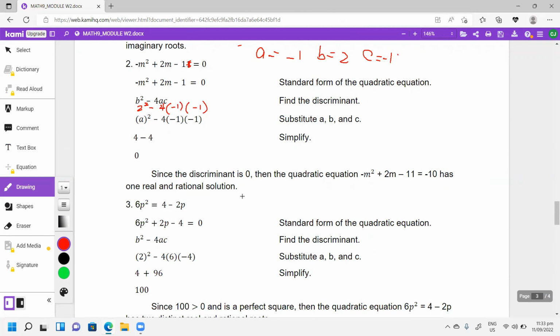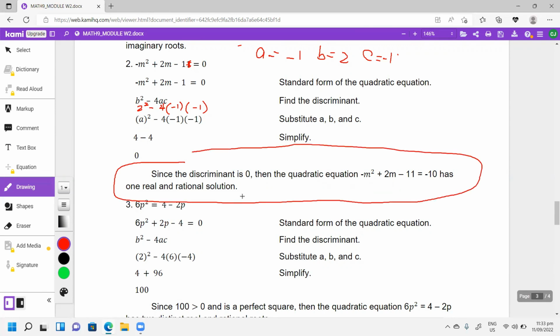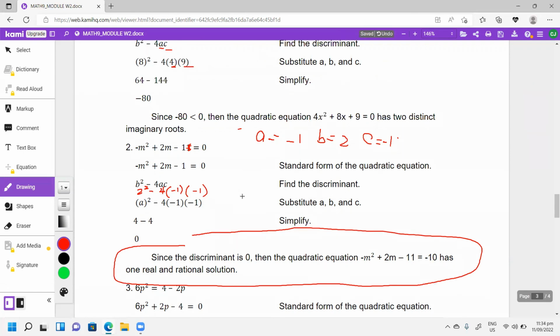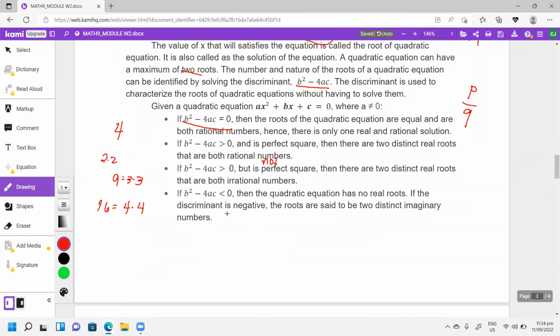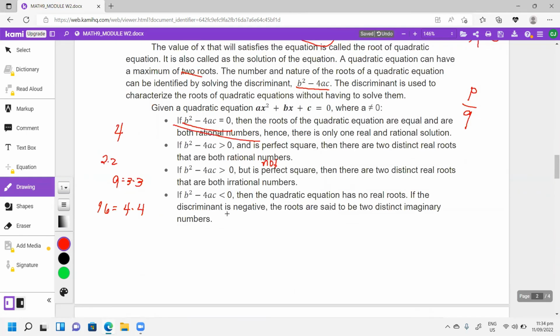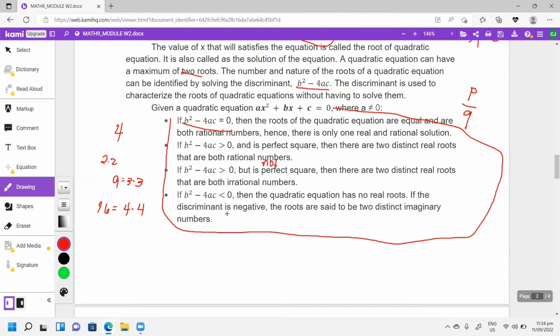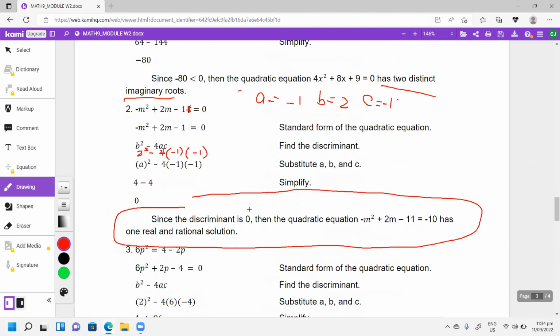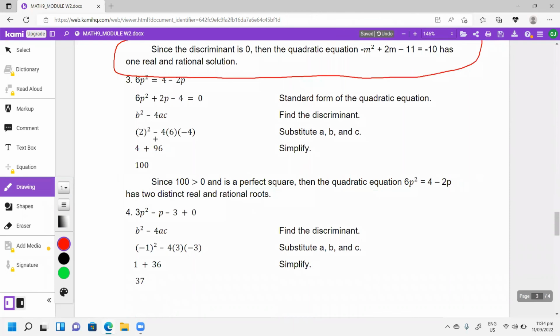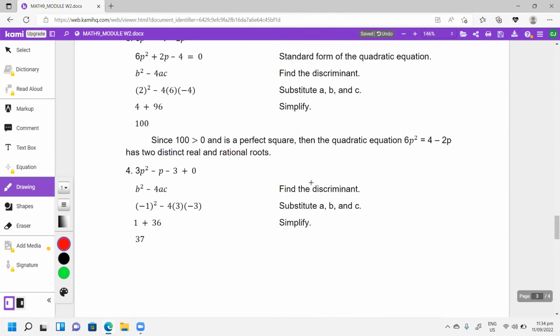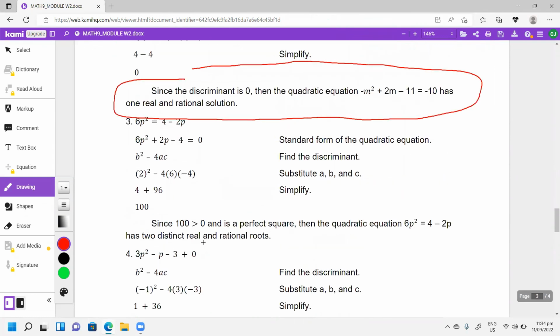So as you can see here, we just base it on this. This is our basis. Okay, for number 3, it is the same process. And for number 4, the same process also. So it is just like that.